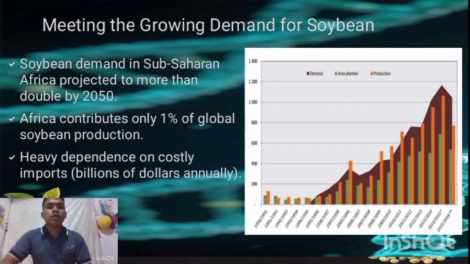Meeting the growing demand for soybeans. Soybean demand in sub-Saharan Africa is projected to more than double by 2050. Africa contributes only 1% of global soybean production, with heavy dependence on costly imports. So the needs of sub-Saharan Africa are likely to double by 2050, and because Africa contributes only 1% of global soybean production, with the increased demand they tend to import, which is costly.